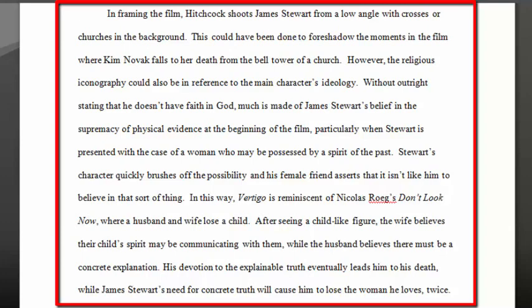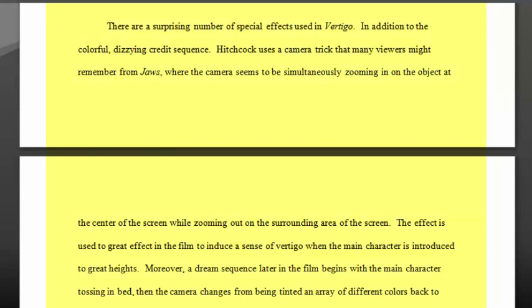Continuing, there are a surprising number of special effects. Notice how the topic of the paragraph is clearly announced at the beginning of the paragraph. In addition to the colorful, dizzying credit sequence, Hitchcock uses a camera trick that many viewers might remember from Jaws, where the camera seems to be simultaneously zooming in on the object at the center of the screen while zooming out on the surrounding area of the screen.